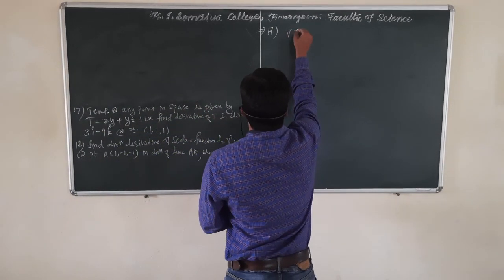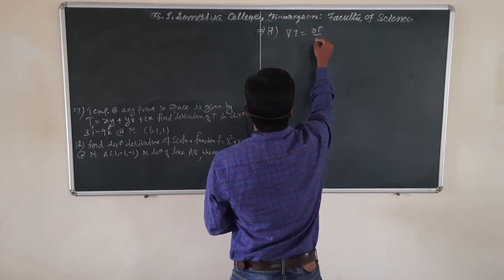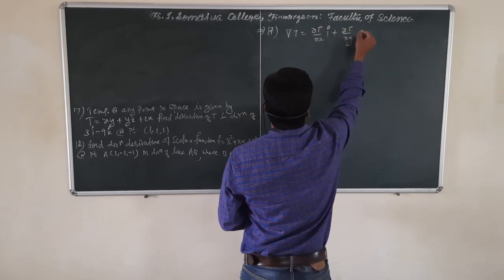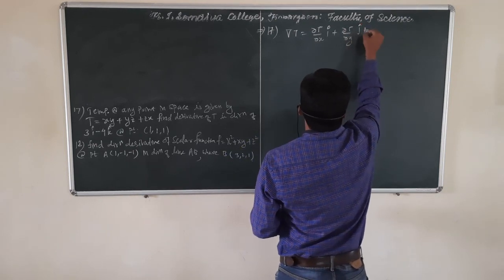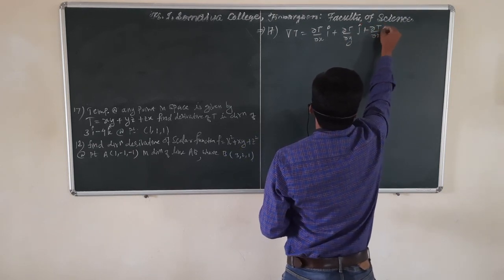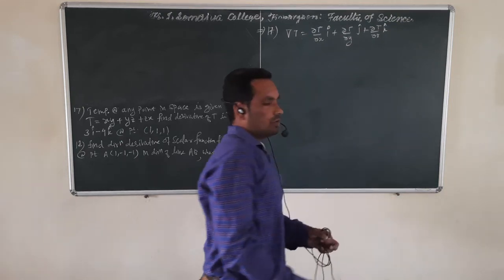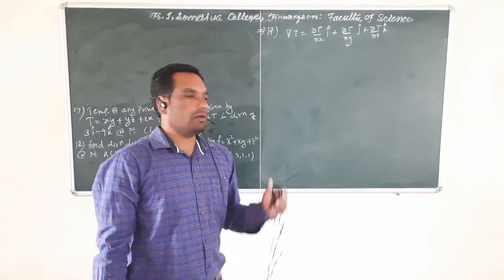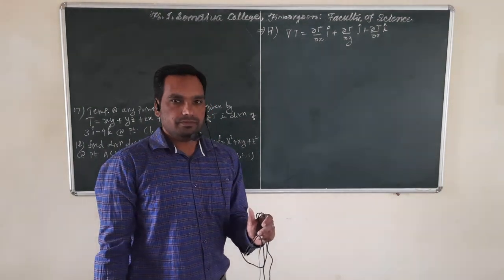Now gradient of T is partial derivative of T with respect to x i cap, partial derivative of T with respect to y j cap, and partial derivative of T with respect to z k cap. We have to follow the same procedure that we followed for finding out directional derivative.